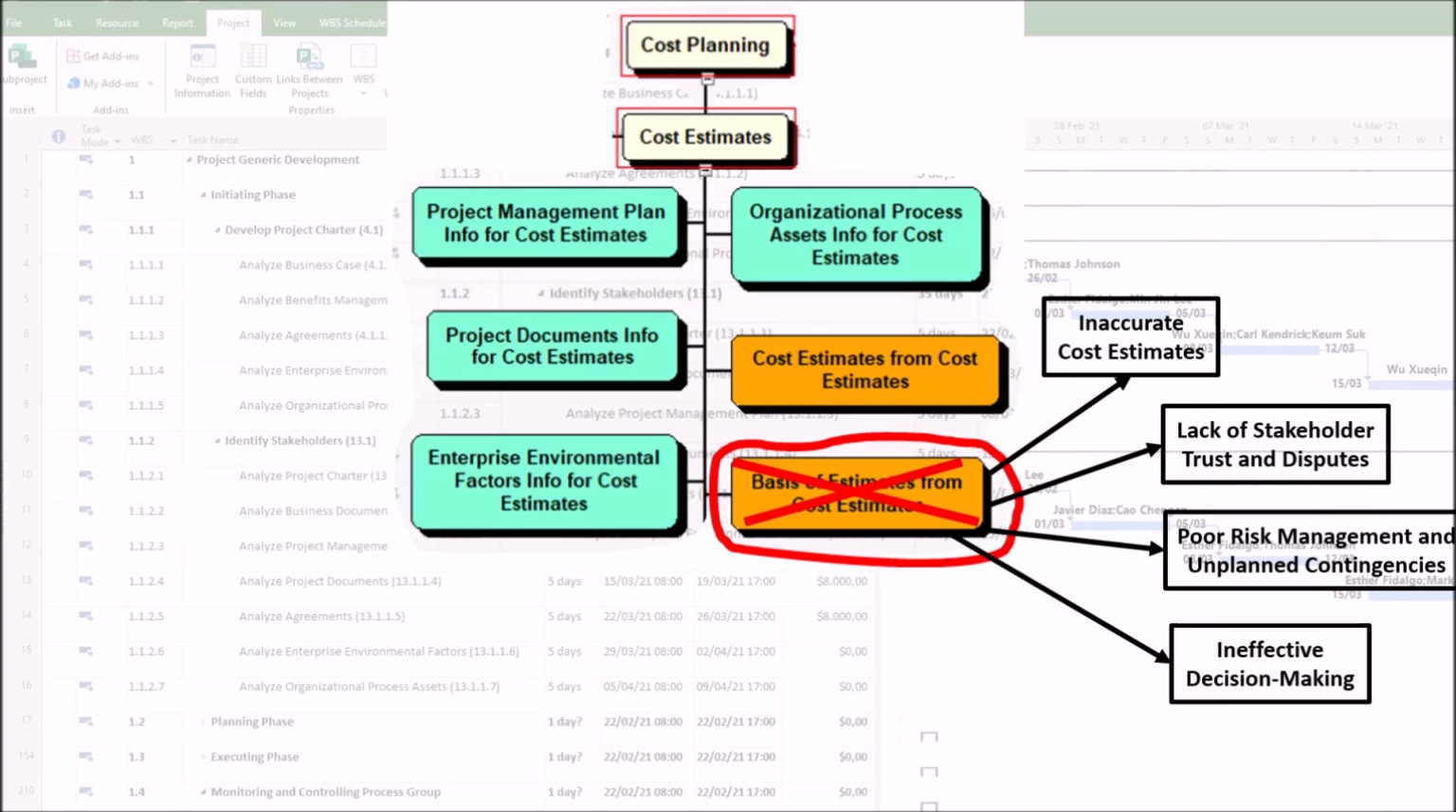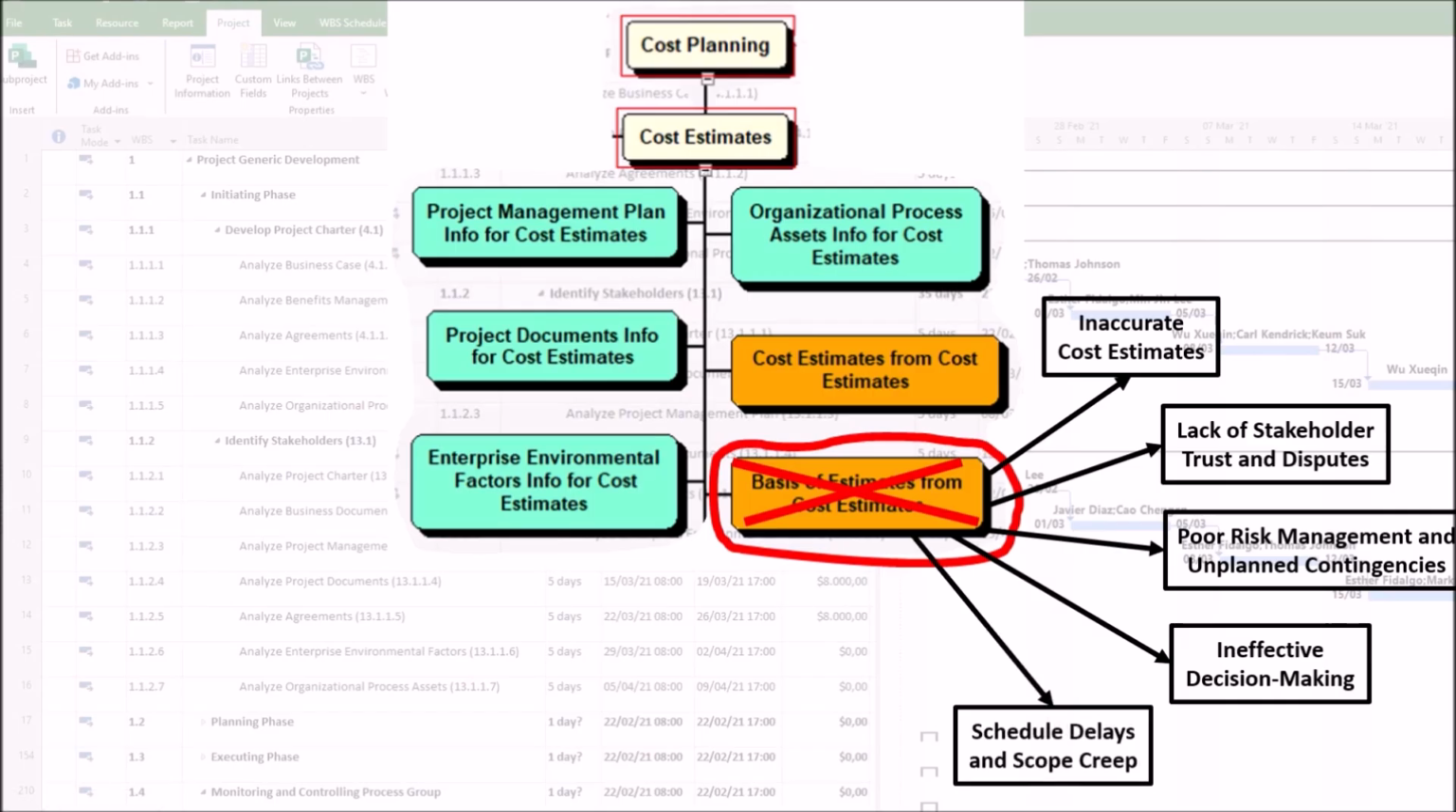4. Ineffective decision-making. Project managers and sponsors rely on the basis of estimates to make go, no-go decisions, prioritize work, or adjust scope. A flawed basis of estimates can lead to wrong strategic choices, such as pursuing an unviable project or cutting critical resources.